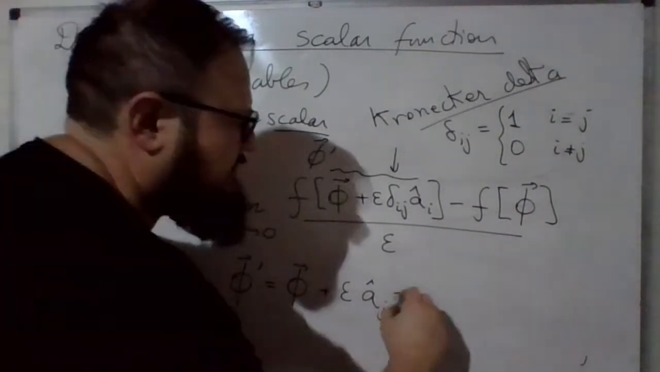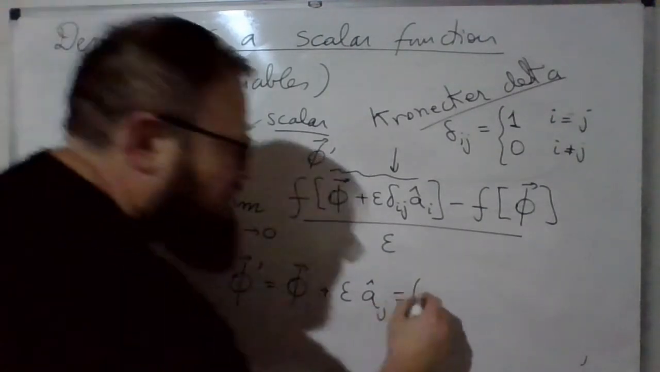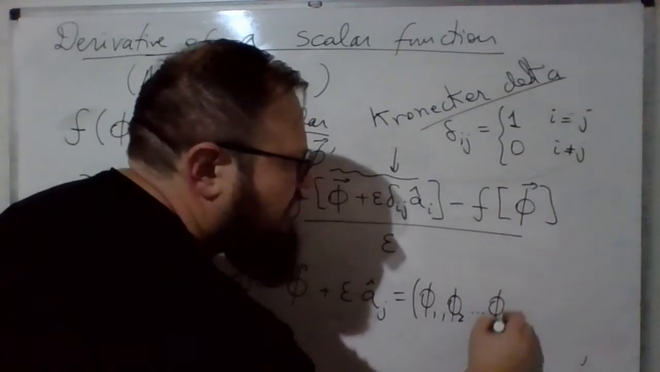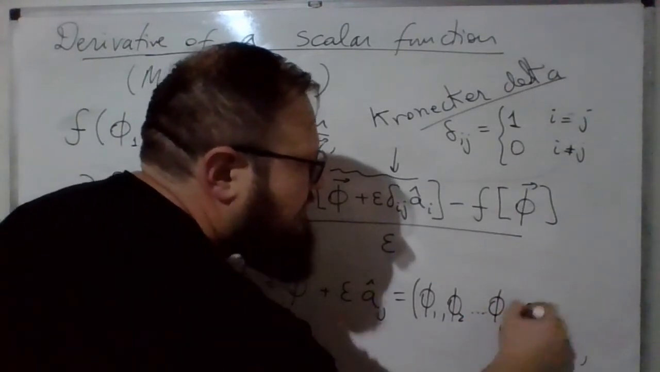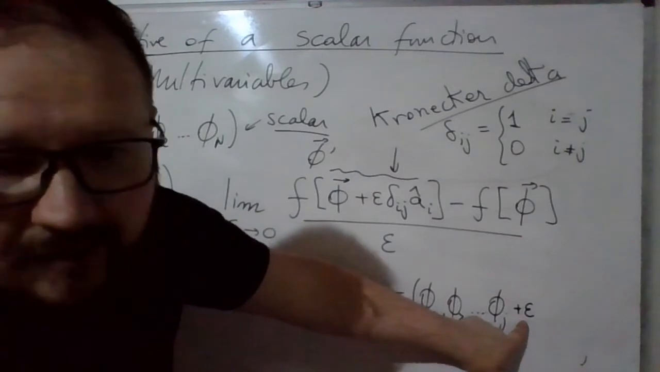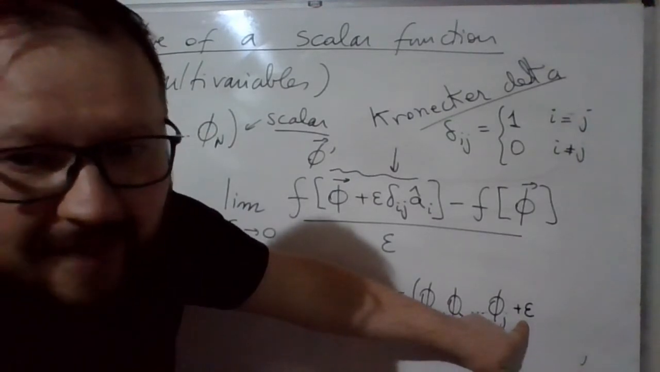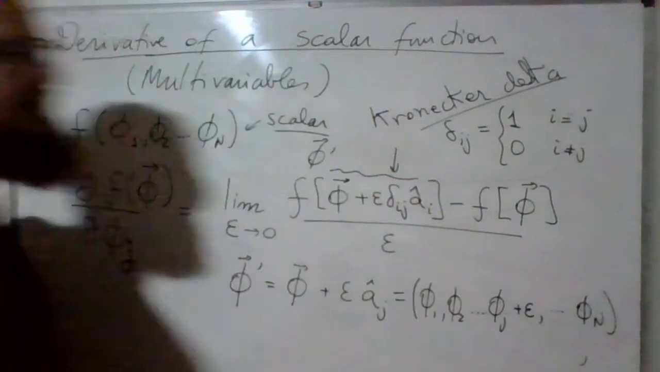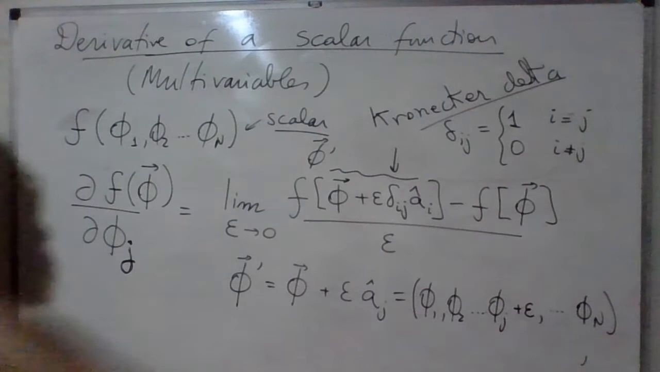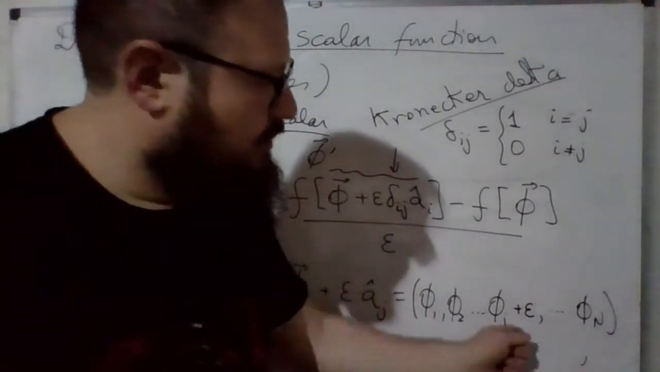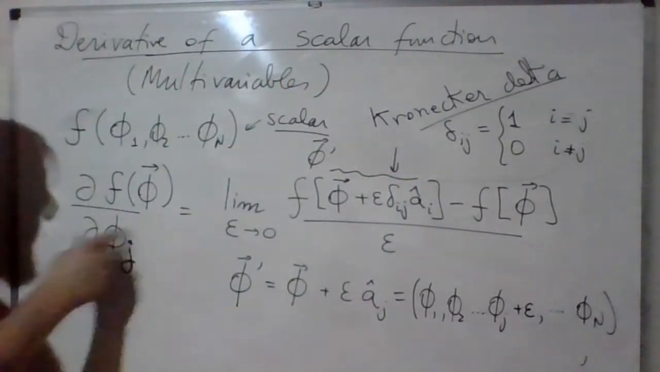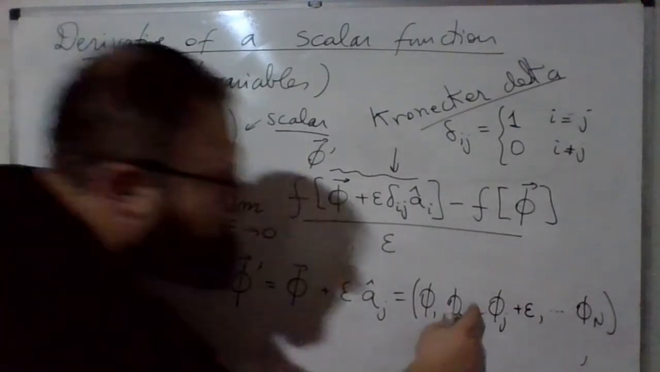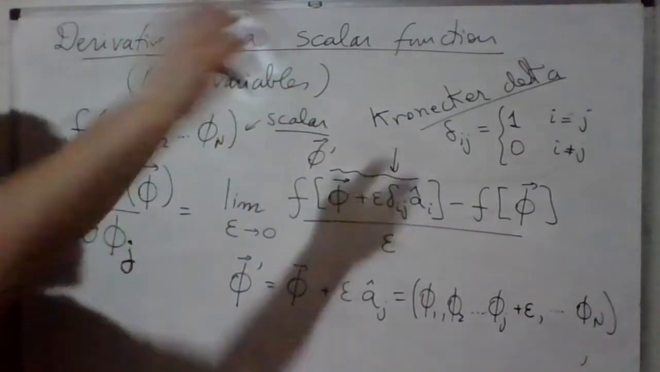So if you write it explicitly, you have phi 1, phi 2, and so on. Suppose this is phi j. To phi j you add some small, infinitesimal value epsilon, and then you reach the last value. This j would be 1 or 2 or 3. So if you choose 1, you add epsilon to phi 1. If you choose 2, you add epsilon to phi 2, and so on.